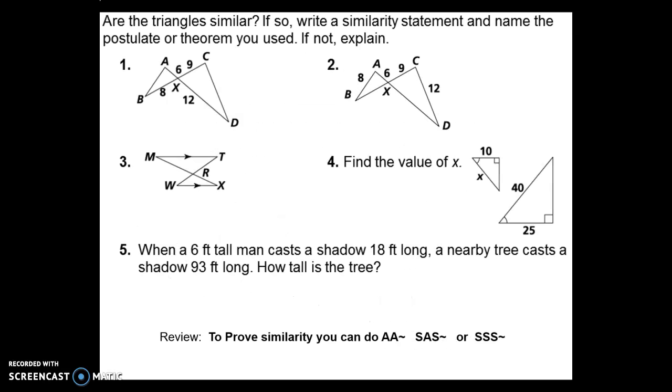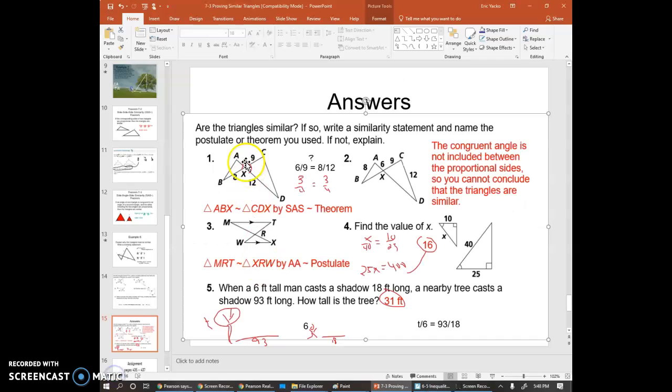Here are a few for you guys to try. I want you to think about them, and then I'm going to tell you the answers in a minute. Hope you figured them out. For number one, you could prove that they are similar by the side-angle-side theorem. You would take the ratios 6 over 9 and 8 over 12 to see if they are proportional, and they are. They're both 3/4. So you have two sides and a vertical angle in between them, so by the side-angle-side theorem they are similar.